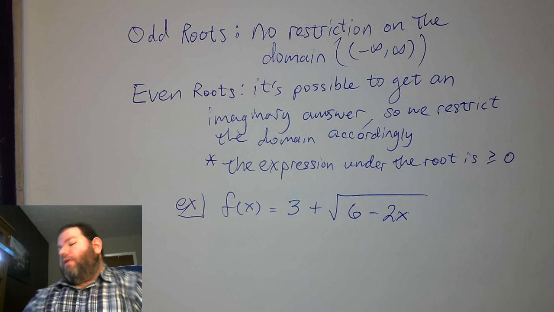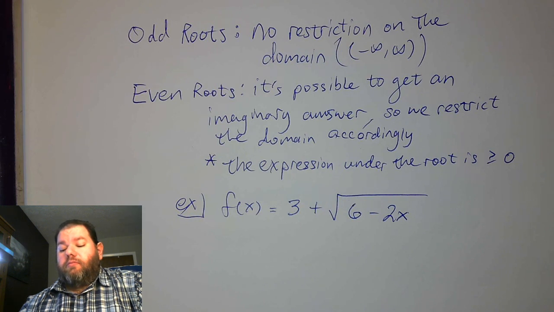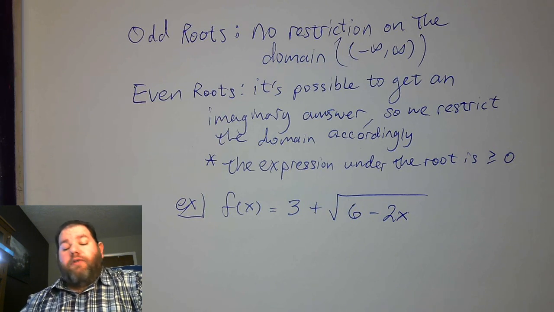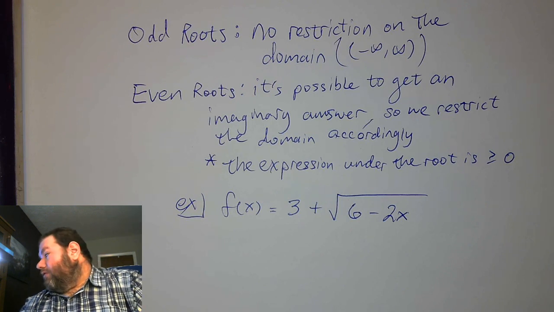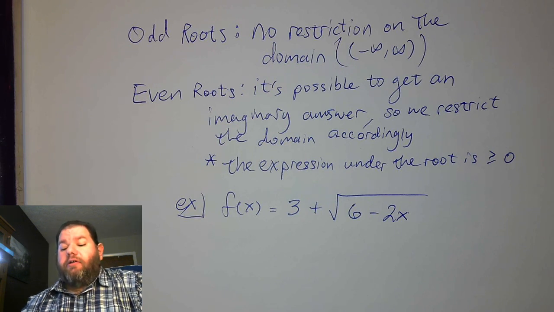For example, we have the function f of x equals 3 plus the square root of 6 minus 2x. Now, the first thing we want to look at here is we're only looking at the expression that's under the radical. Just even roots, sorry.